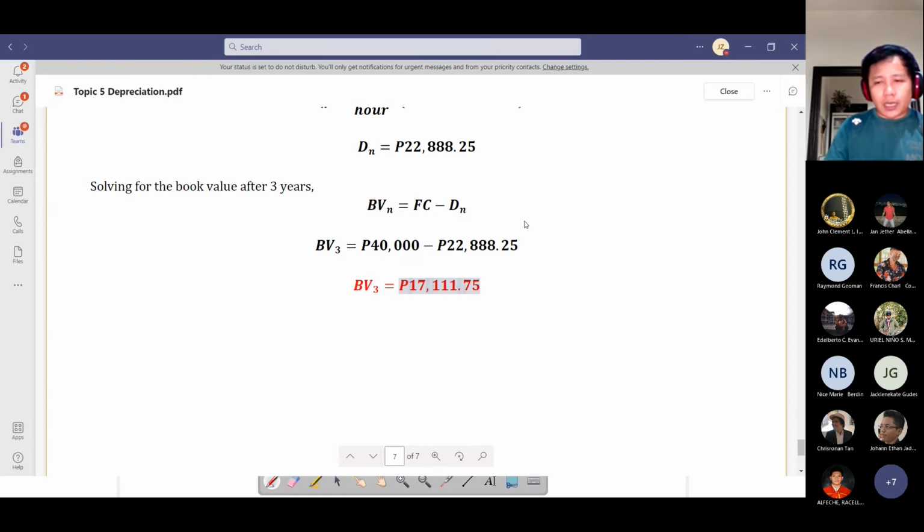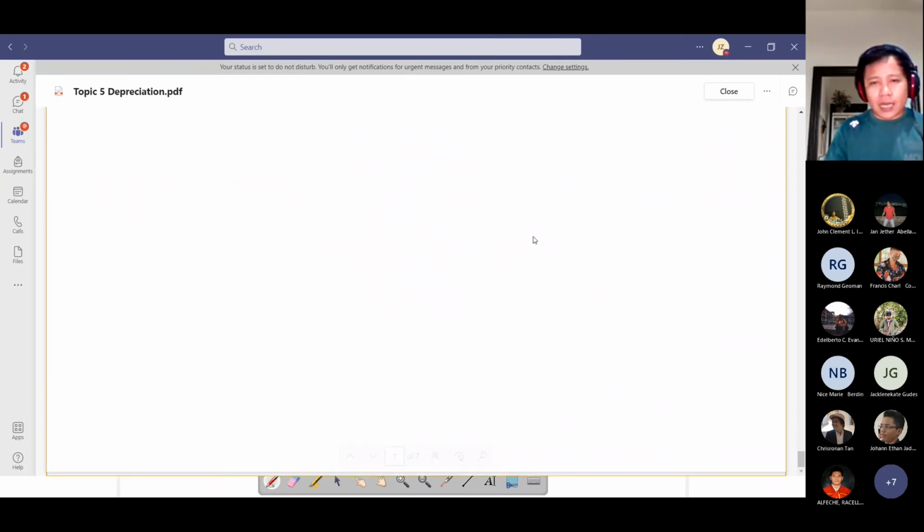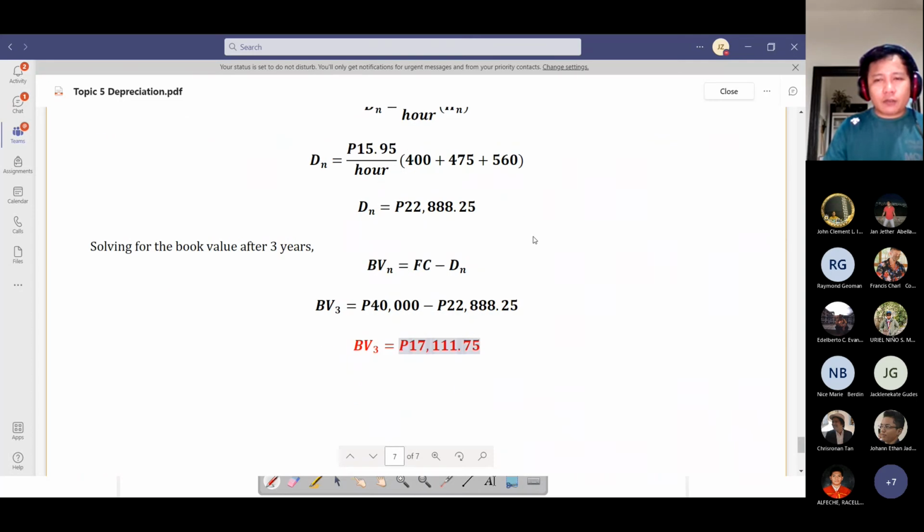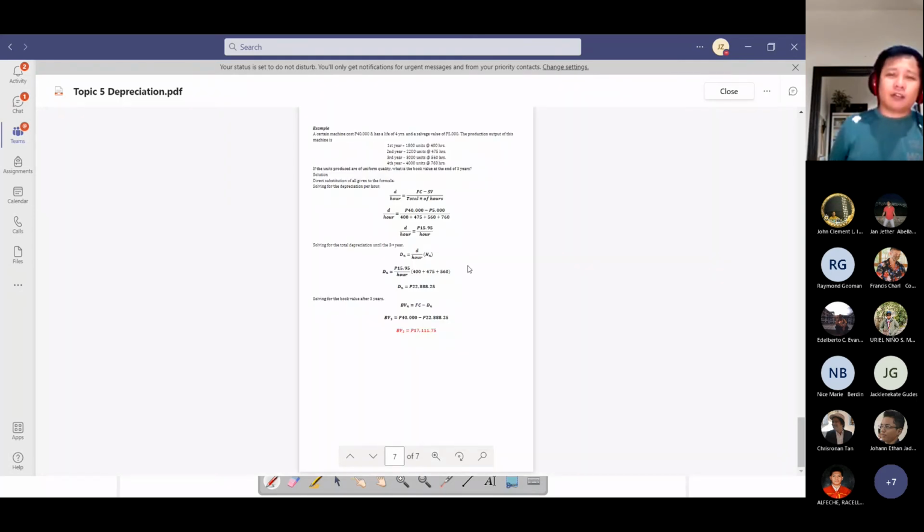So far, any questions? Any questions regarding the different types of depreciation or different methods? Any questions, guys?